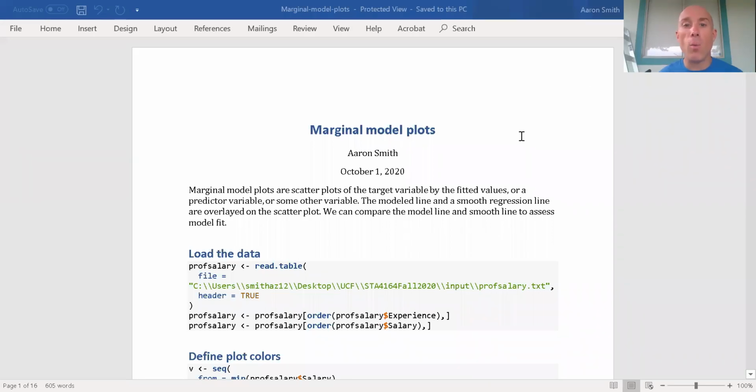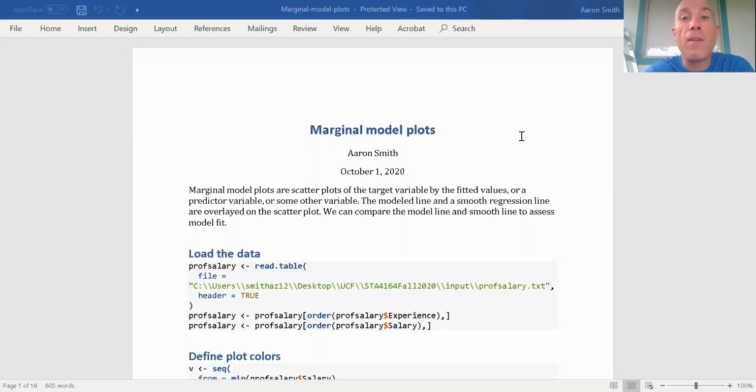Hi, in this video, we want to take a look at marginal model plots. A marginal model plot is a special type of scatter plot that we use to assess our model quality. The idea is that on the vertical axis, we're going to have our observed target variable values, and along the horizontal axis, we're going to have some data that we find to be very important.